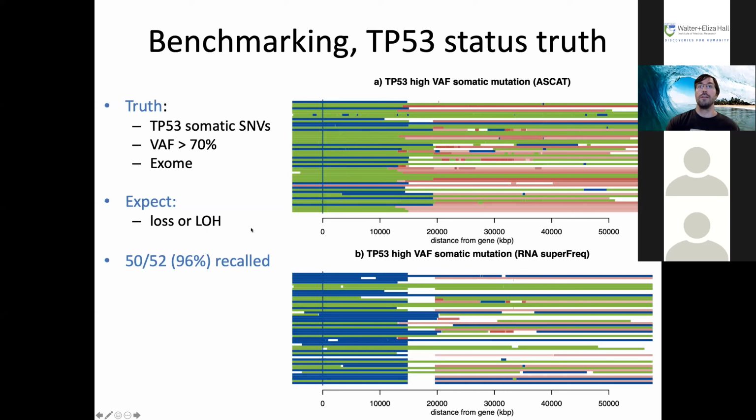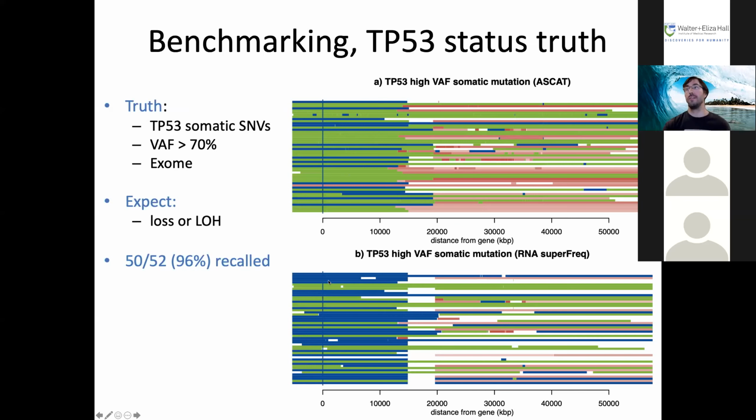And indeed, out of the 52 samples like this, ASCAT is calling either a copy number neutral LOH in green or a loss in 51 out of the 52. I think the red one here is the one exception. And SuperFreq on the RNA-Seq is doing really well as well with 50 out of 52, where it's missing the same sample here, I think, as well as having a tiny gap between the two greens here. But in the other 50 samples, we actually called something.